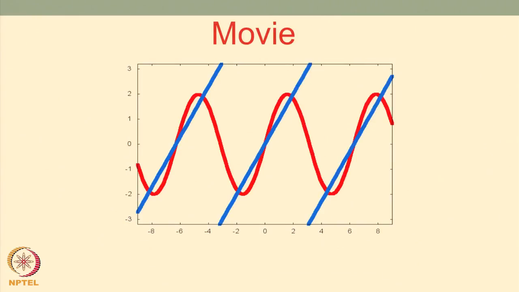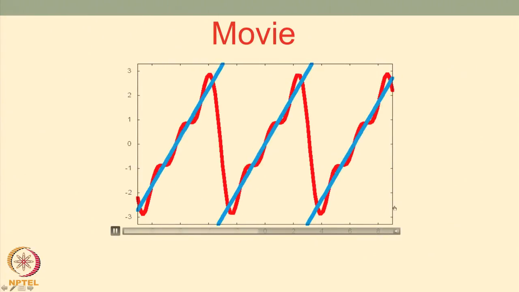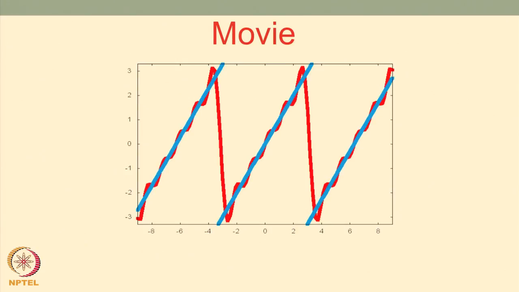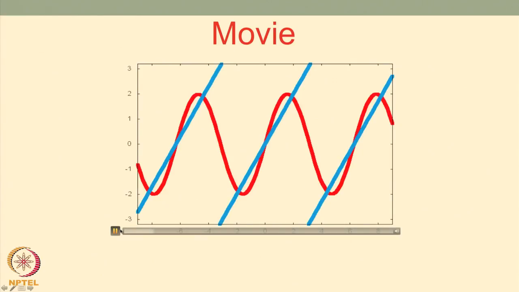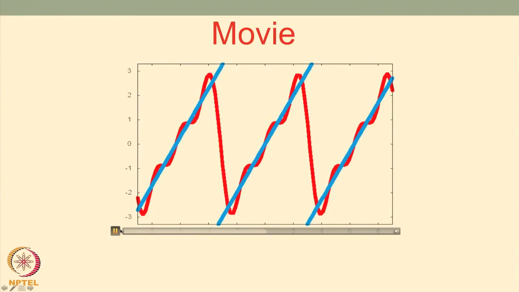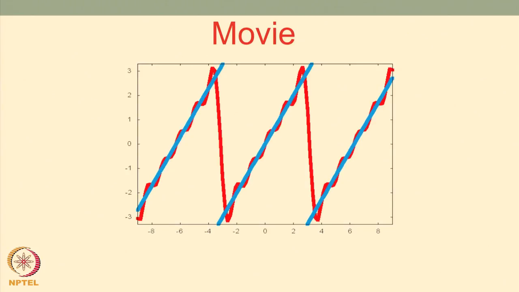I will play a quick movie here which would be adding more and more terms, which would make it closer and closer to the sawtooth function. So let me play this again. First term, second term, 3 terms, 4 terms, 5 terms.